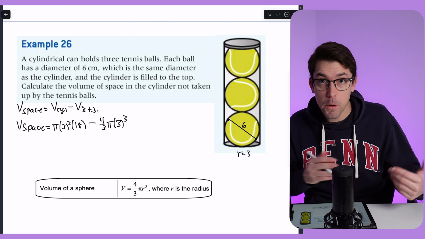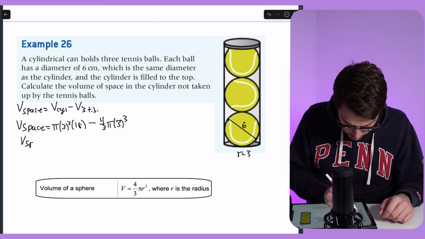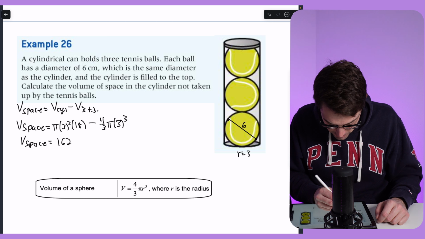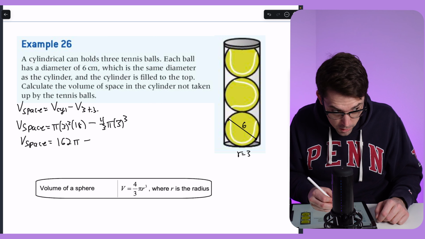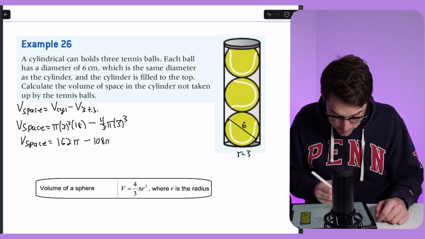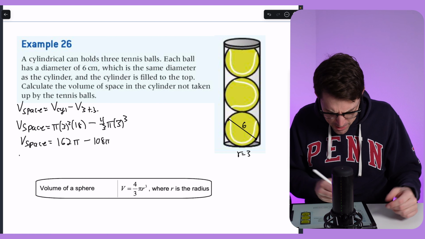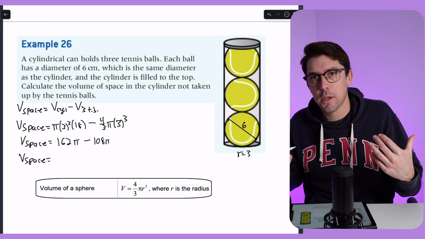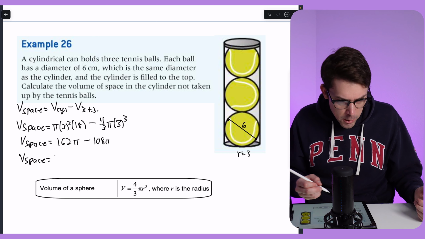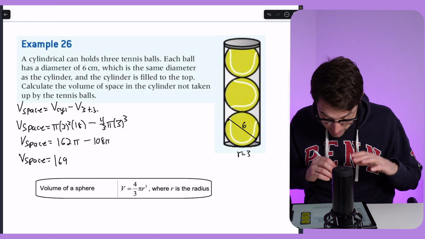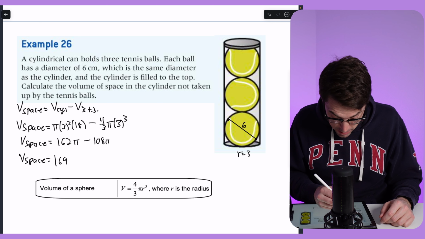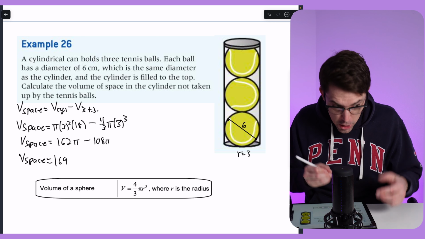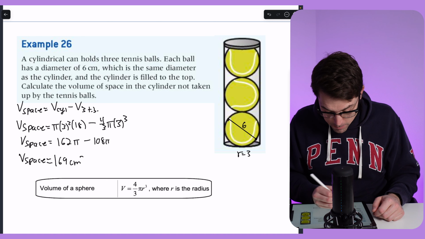There we go. So if you put that in your calculator, I'm going to go ahead and do one step by hand. I'll get an answer of 162 pi minus 108 pi. So again, it depends on whether or not you want to keep it in pi as exact or if you want to give an actual numerical approximation for the volume. So if I did want a numerical approximation, I would find that the volume of the space can be approximated to 169 cubic centimeters.